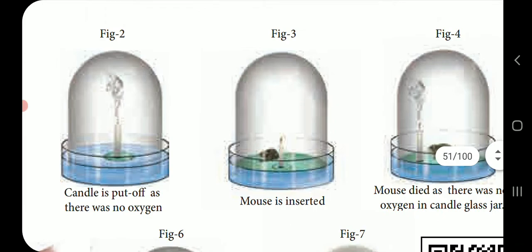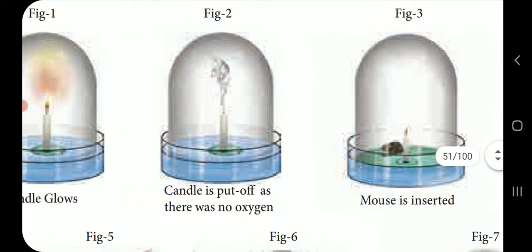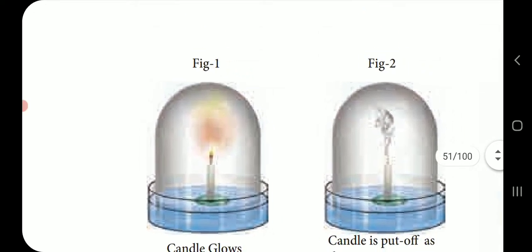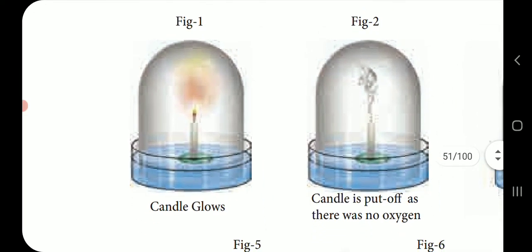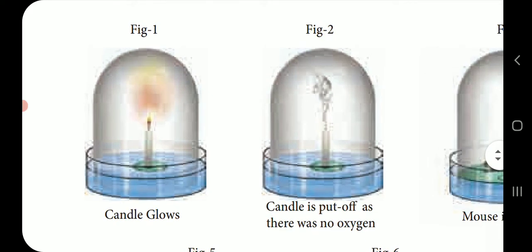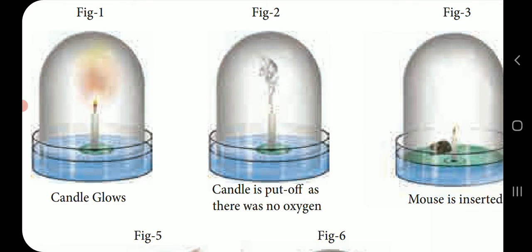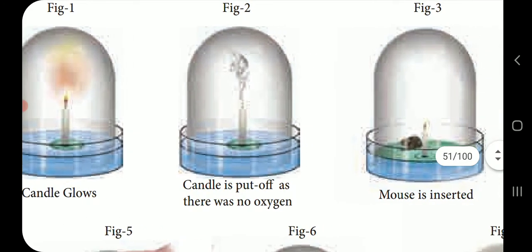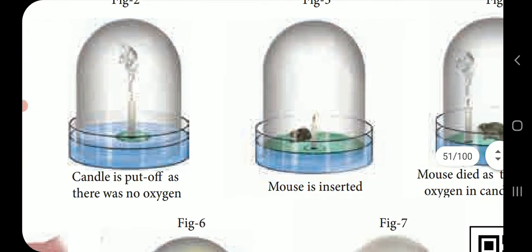First of all, he took a jar, called the bell jar. He covered the bottom with water. Over the water he placed a candle, burnt the candle and covered it with the lid. You can do this using a tumbler. After some time the candle was put off, because there was no oxygen.